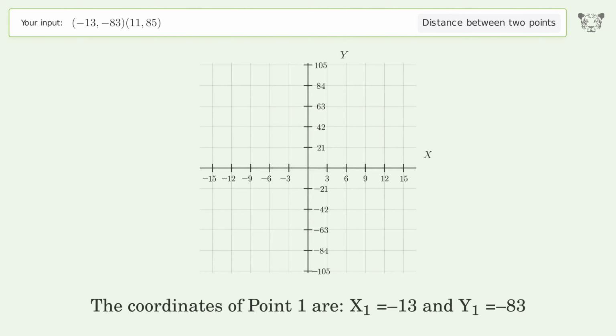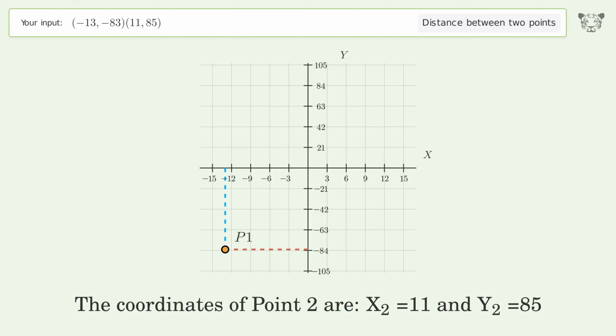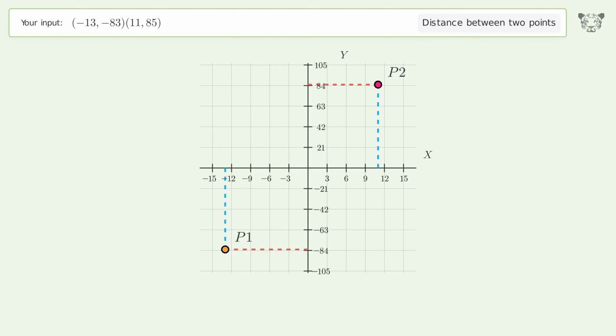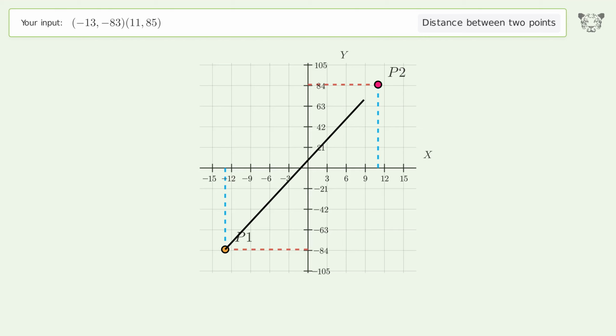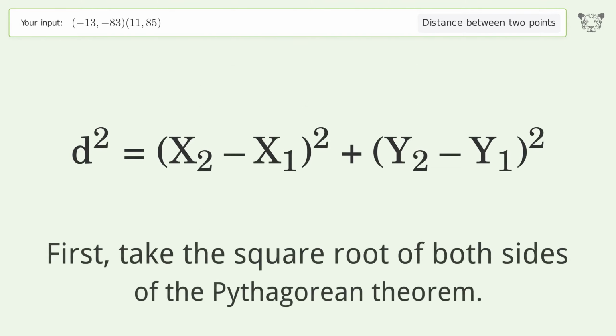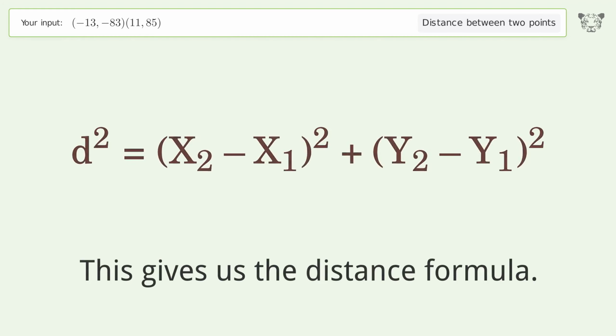The coordinates of point 1 are, x1 equals -13 and y1 equals -83. The coordinates of point 2 are, x2 equals 11 and y2 equals 85. D is the distance between the 2 points. First, take the square root of both sides of the Pythagorean theorem. This gives us the distance formula.